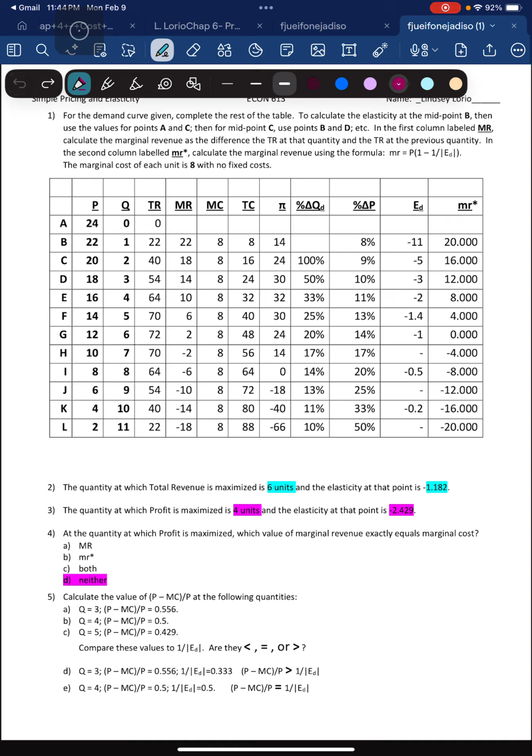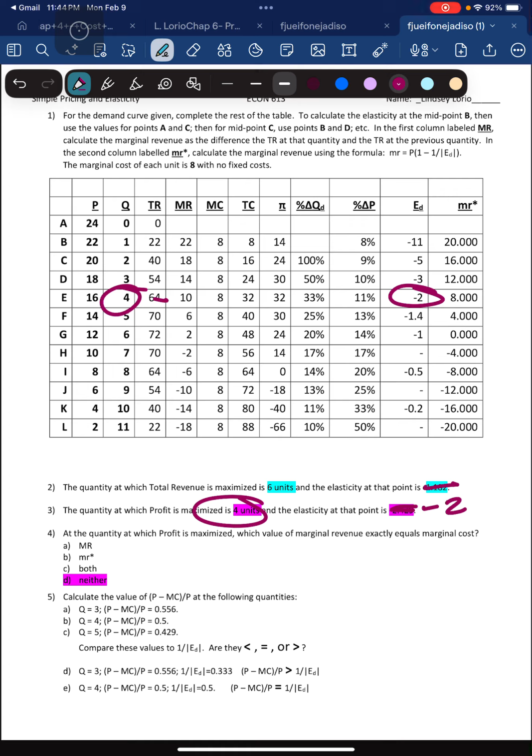And the point at which profit is maximized is at 4 units, and the elasticity at that point is at negative 2. Sorry, my answers are a little bit off on here. I had my formula wrong when I wrote these.